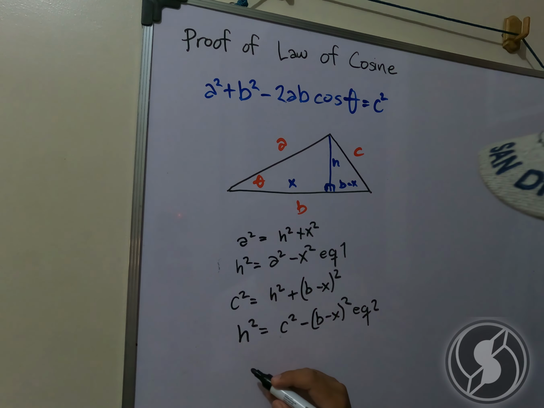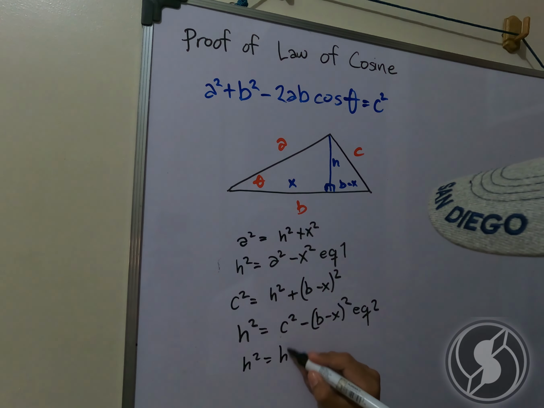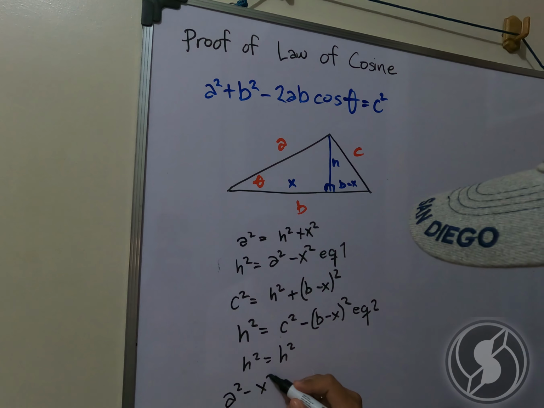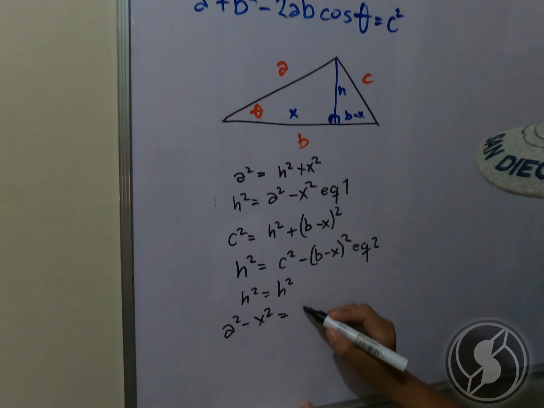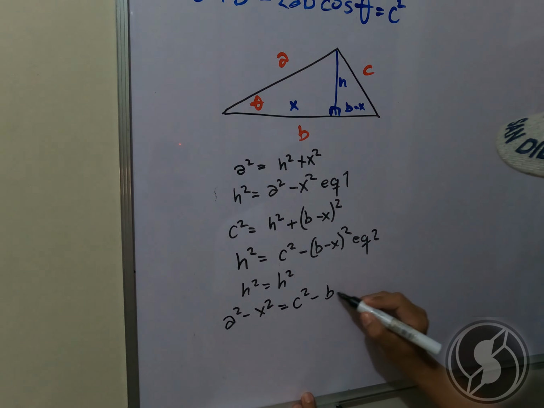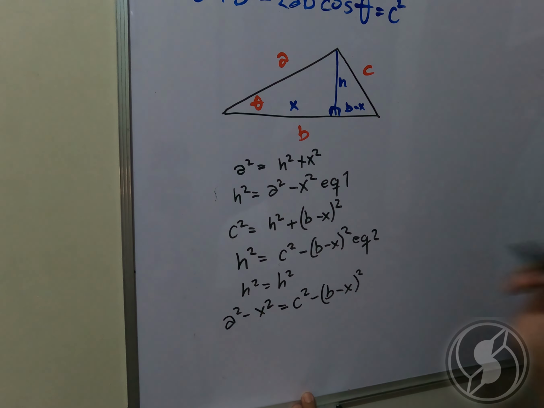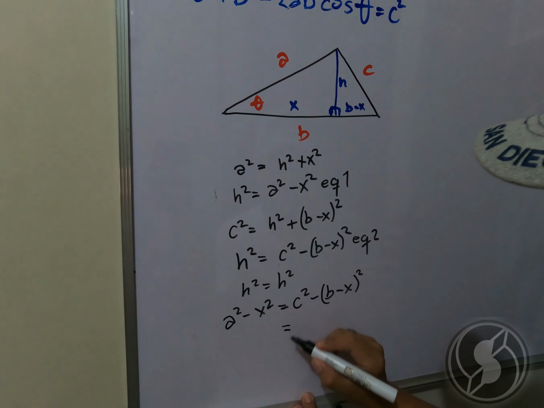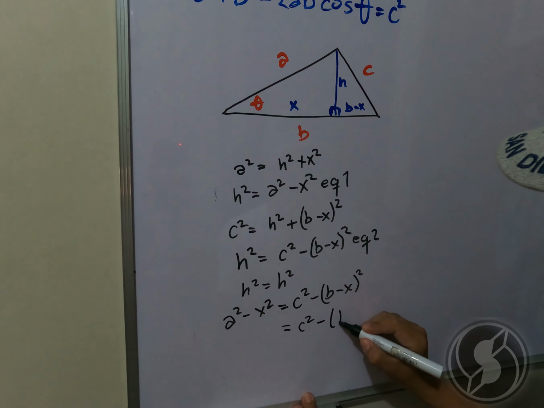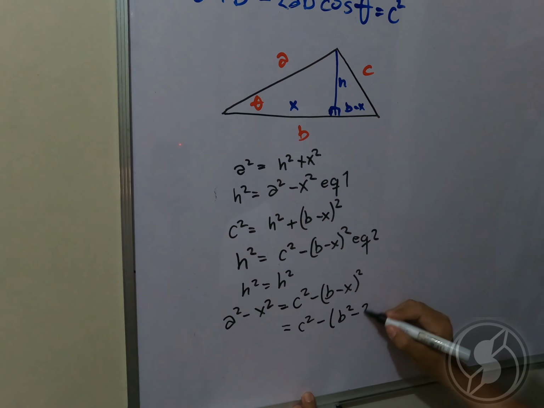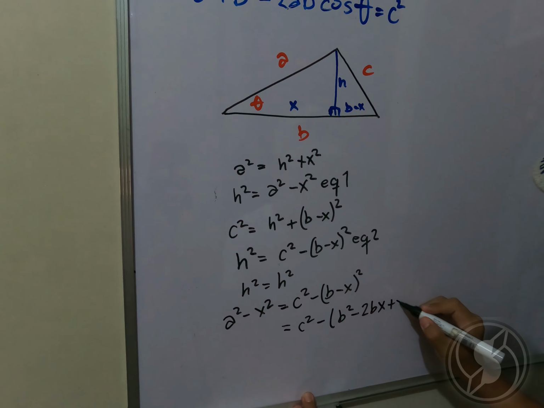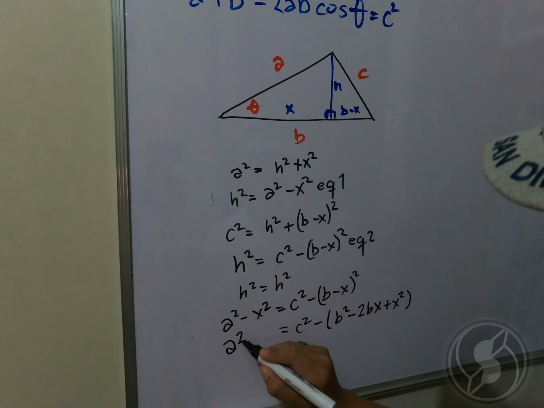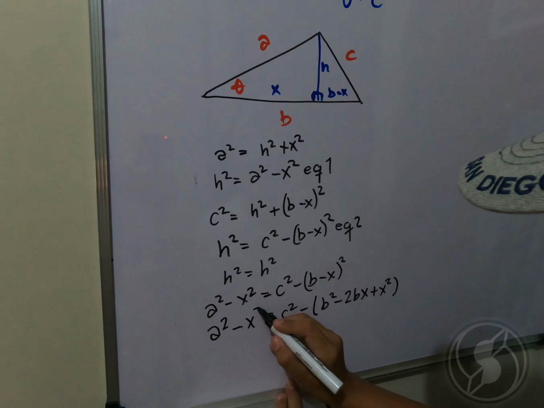So h squared is equal to h squared. So from equation 1, we now have a squared minus x squared equals, from our equation 2, c squared minus (b minus x) squared. So let's expand this (b minus x) squared. So we now have c squared minus b squared minus 2bx plus x squared. So on the left side, we now have a squared minus x squared.